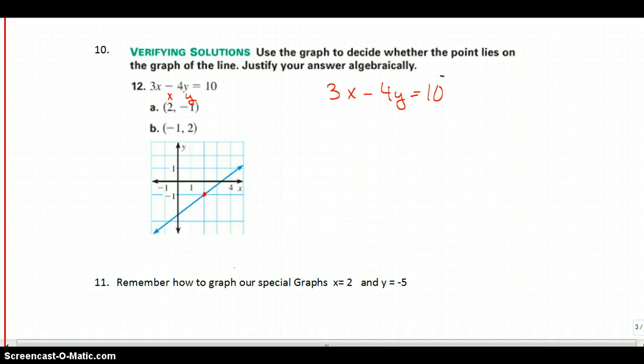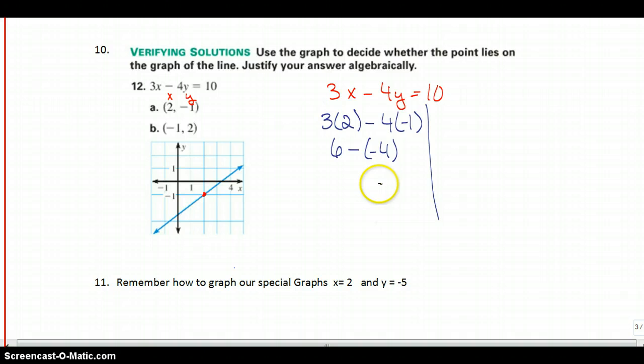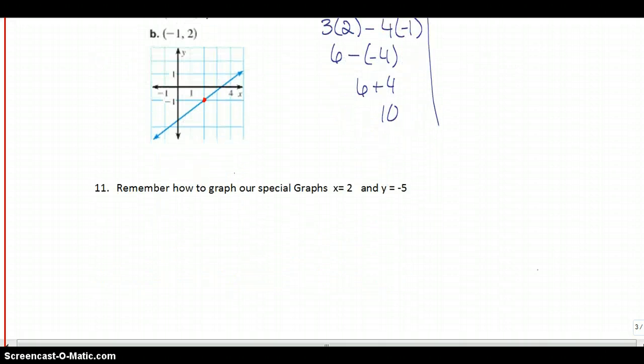Now I'm going to verify algebraically. I'm just going to plug those values in. So I have 3 times 2 minus 4 times negative 1. And I'm hoping that's 10. So I have 6 minus negative 4. Double negative is a positive, so that turns into 6 plus 4. And 6 plus 4 gives me 10. So the point 2, negative 1 is a solution. It does fall on the line.